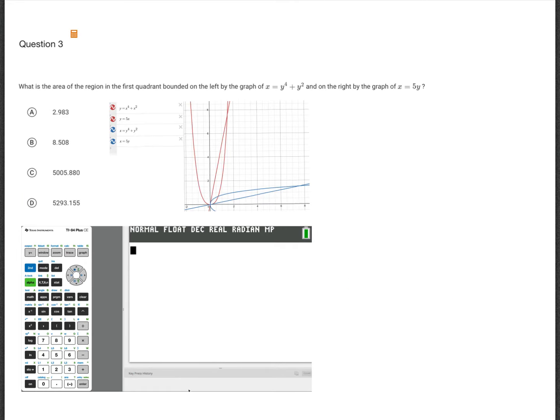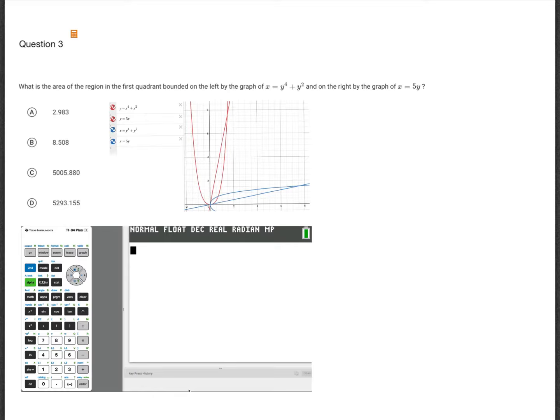Okay, so there's kind of a lot to the next one, maybe. Not a lot, but yeah, a little math, just things to know about math in general that will help with this problem. So here they say, what's the area of the region in the first quadrant bounded on the left by x equals y to the fourth plus y squared, and on the right by the graph x equals 5y?